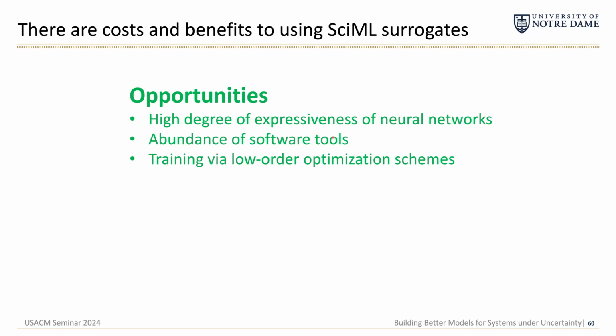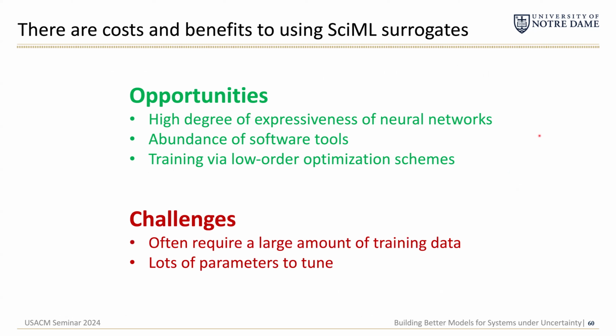And there are costs and benefits to using scientific machine learning surrogates, right? They're very expressive. There are a lot of software tools. Low order optimization schemes like stochastic gradient descent are really wonderful for calibrating these models. However, there are clear challenges related to the amount of training data we actually need, as well as the fact that there are a lot of parameters to tune.